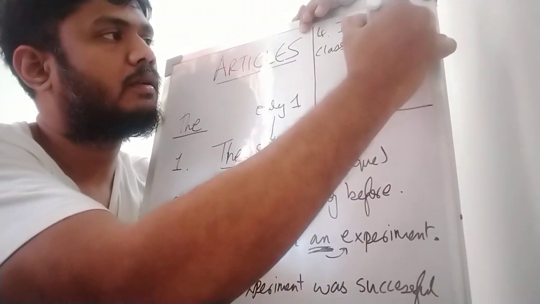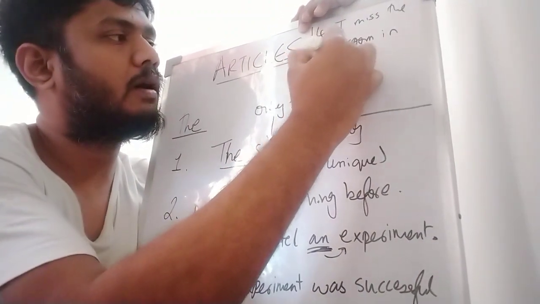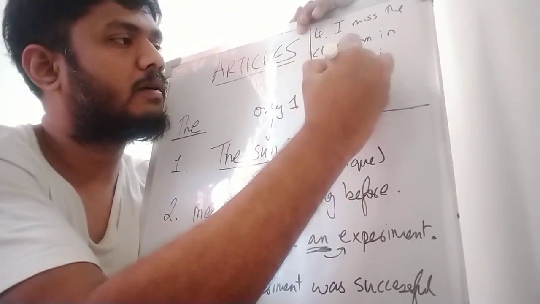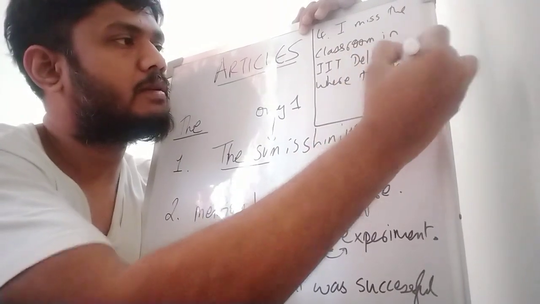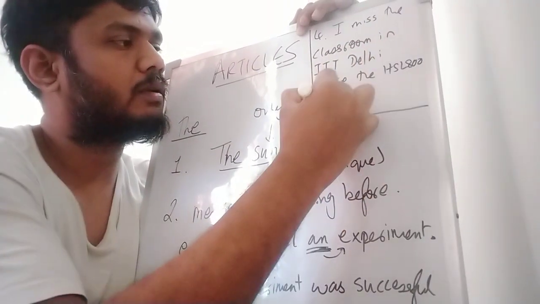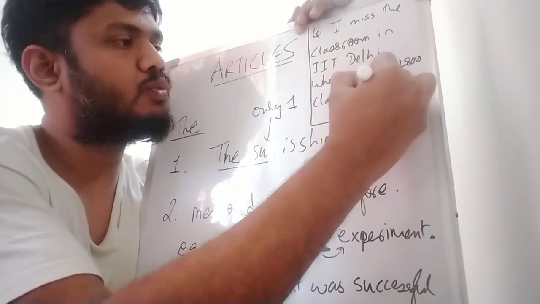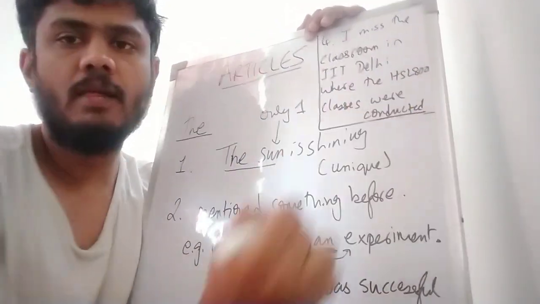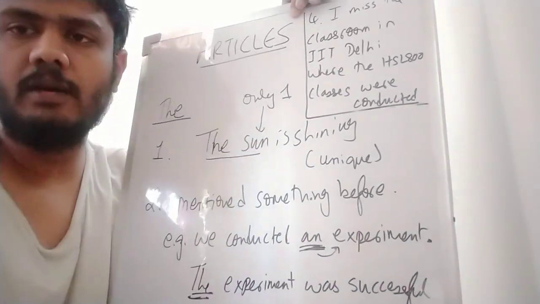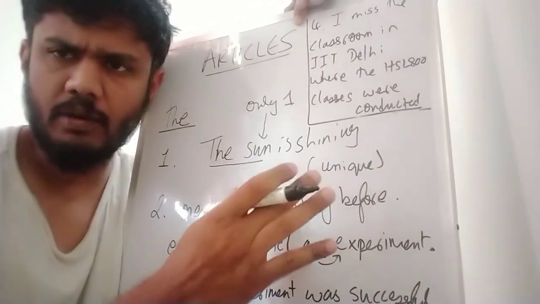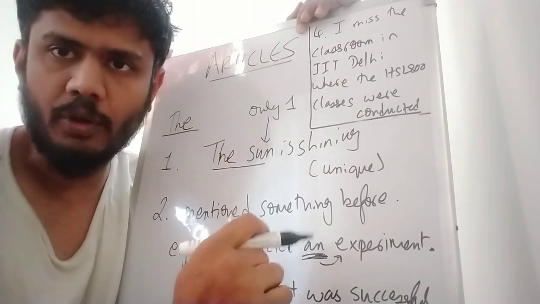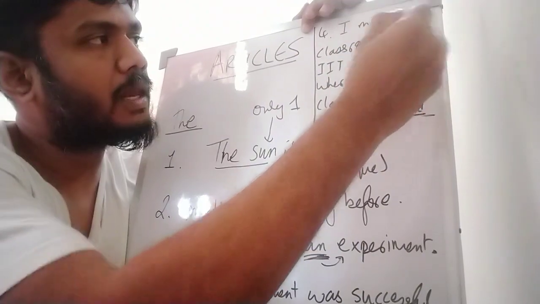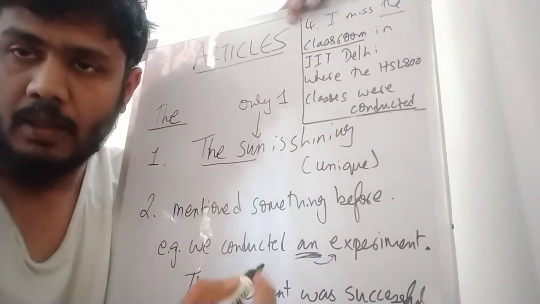classroom in IIT Delhi where the HSL 800 classes were conducted, right? So this is the passive voice again. We're not going into that, but just pointing it out for you. So the passive voice is being used now. I'm saying I'm missing the classroom. Again, I've said the classroom, but this is not for you guys.